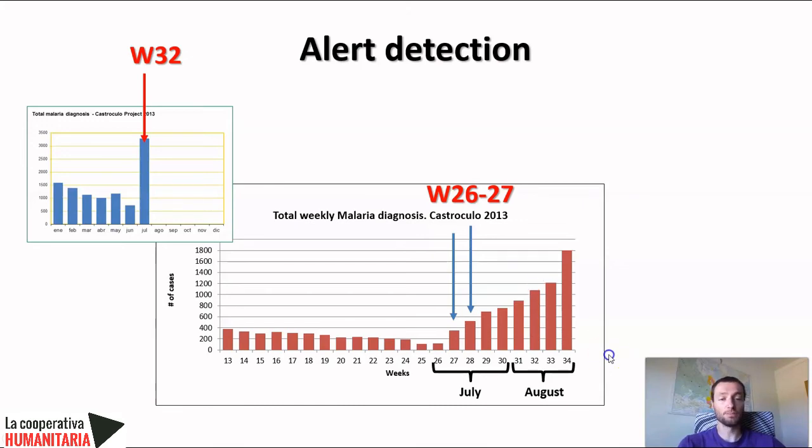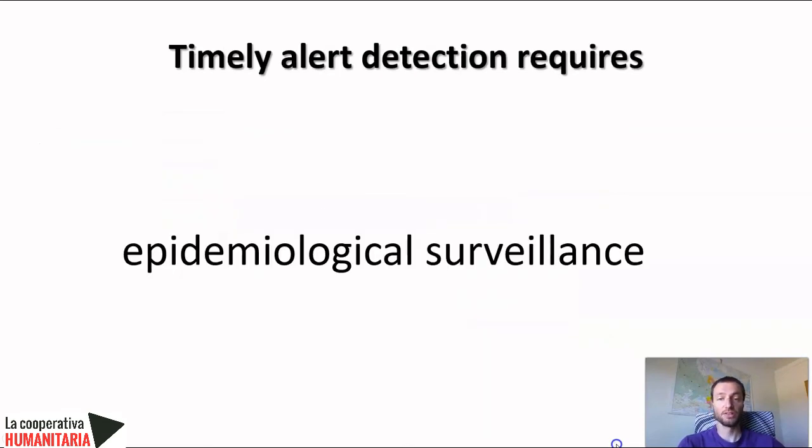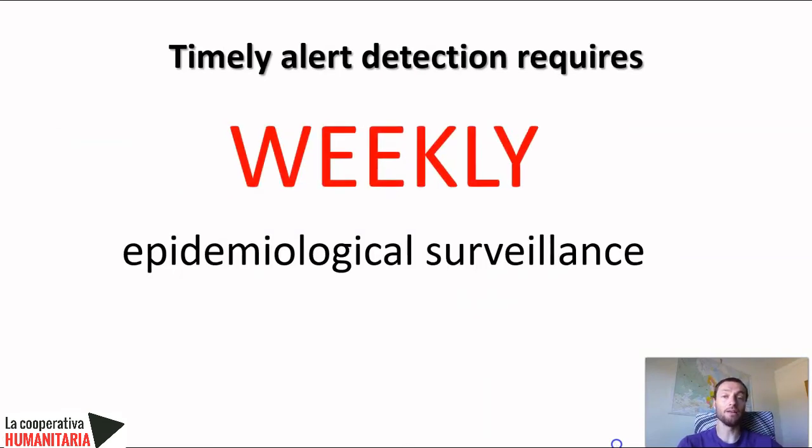Time is precious in emergencies and in outbreaks. So normally in outbreaks, epidemiological surveillance will be done weekly. Every week, we check all the data to avoid arriving late to the emergencies. That's very important. Weekly surveillance is very important to intervene as soon as the outbreak or the emergency is there.